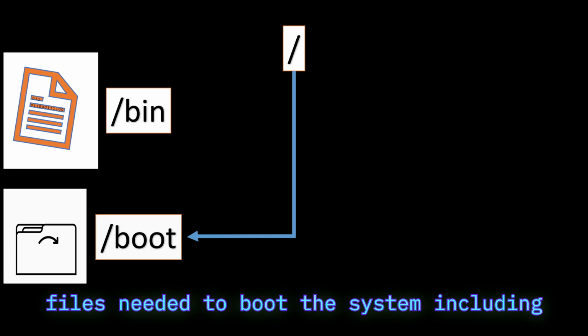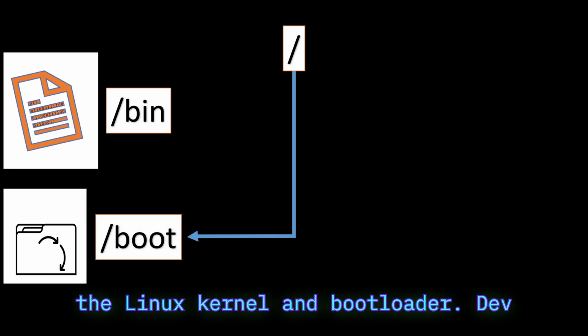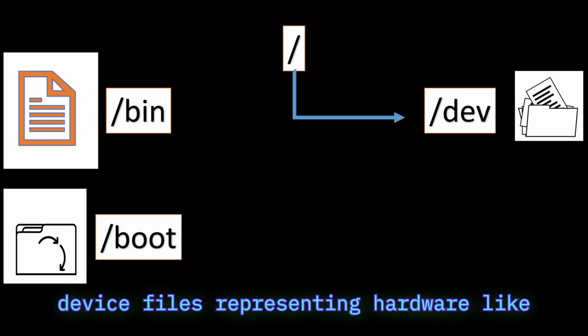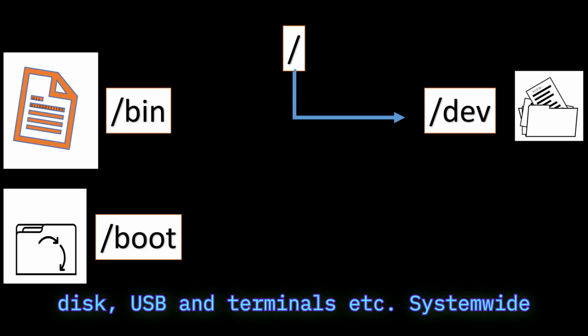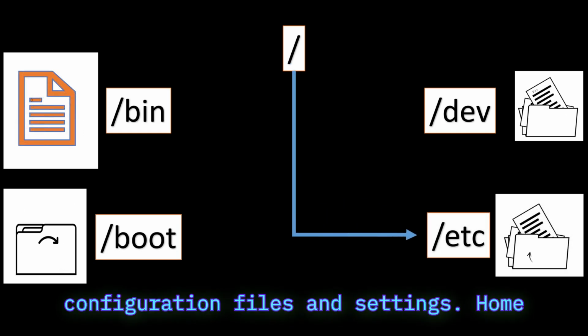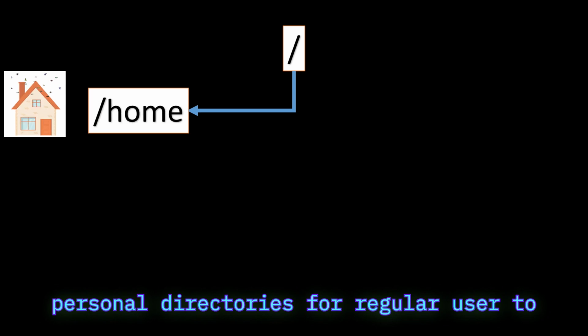Boot: files needed to boot the system, including the Linux kernel and bootloader. Dev: device files representing hardware like disk, USB, and terminals. Etc: system-wide configuration files and settings. Home: personal directories for regular users to store their files.